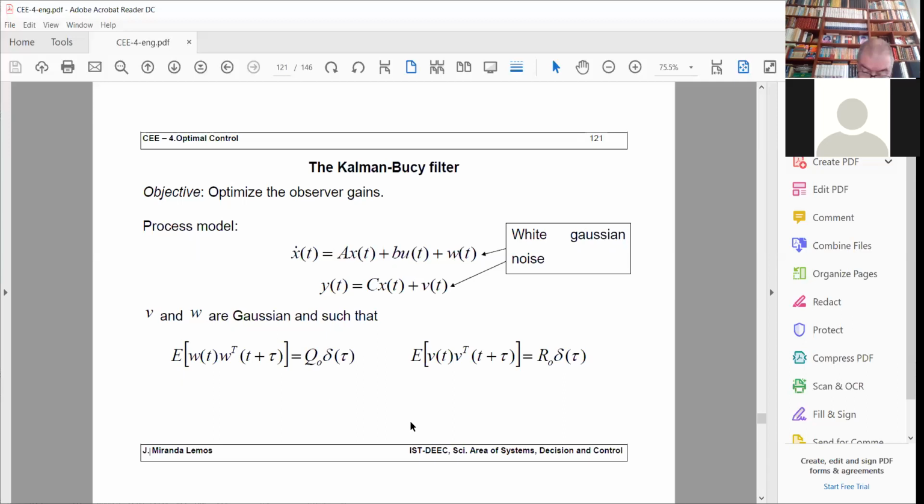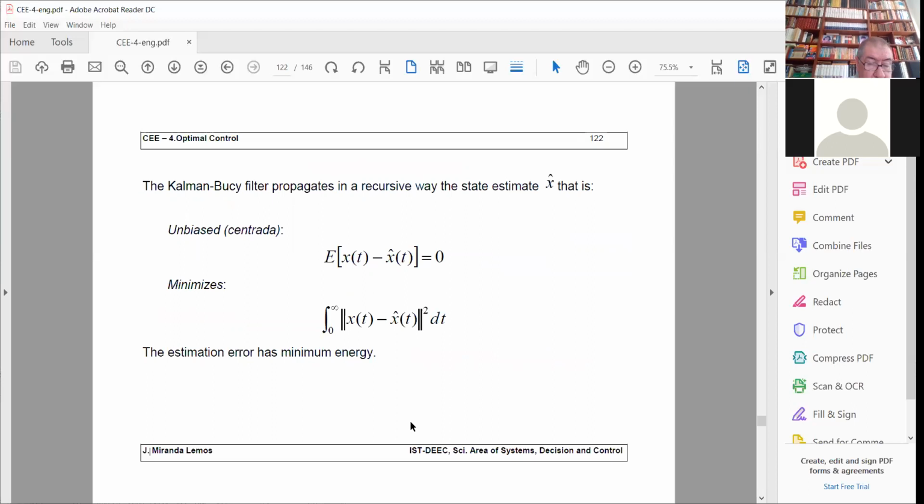Now, suppose that you want to have a state estimator that satisfies these two properties. The first is that the expected value of the error between the true state x and the estimated state x hat is 0. And the other concerns the energy of the error. The difference between x and x hat is the estimation error. Then you take the norm and square it, and this is the power of the error. And now you integrate the power for all time between 0 and infinity, and you get the total energy. Remember that the error is assumed to go to 0 for this to be fulfilled. Otherwise, you would get infinity here. So, if you want a state estimator with these properties, what would you get?